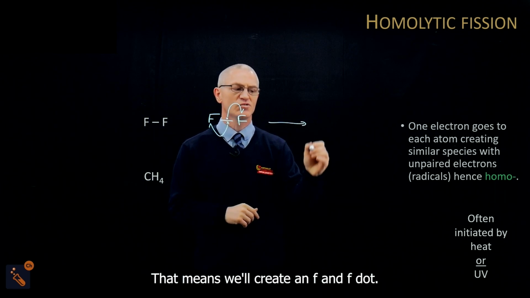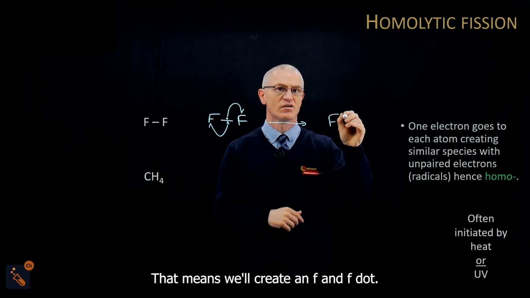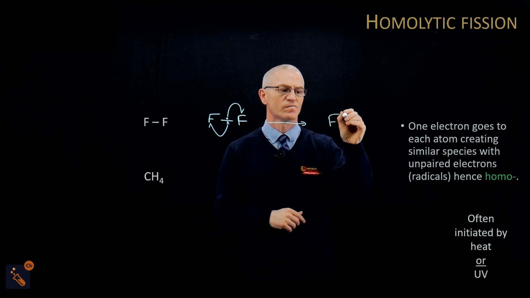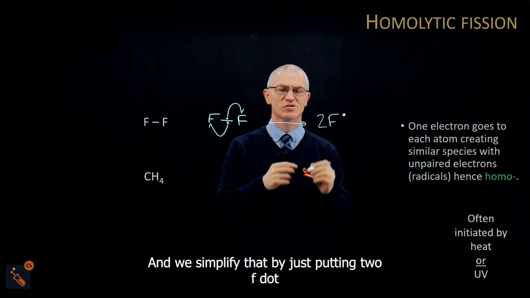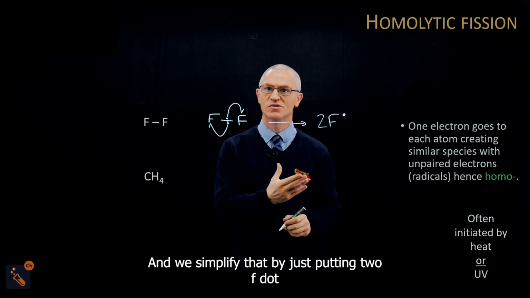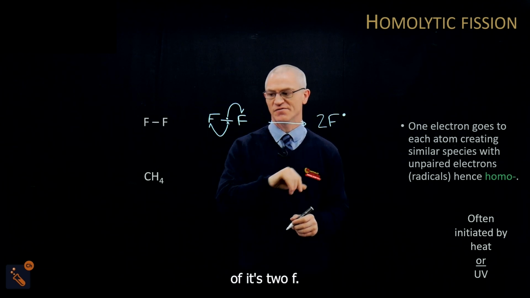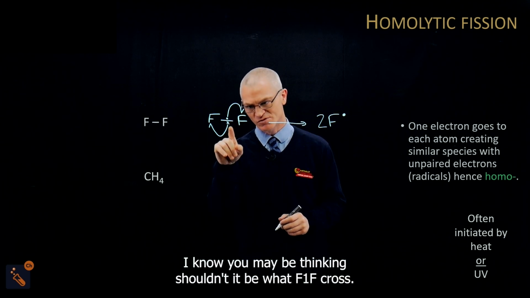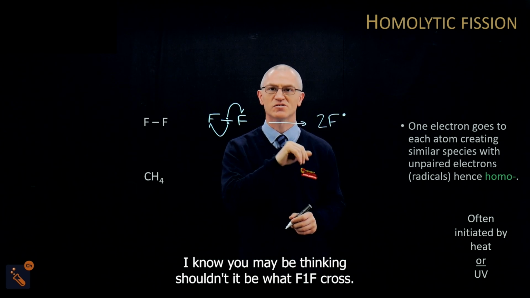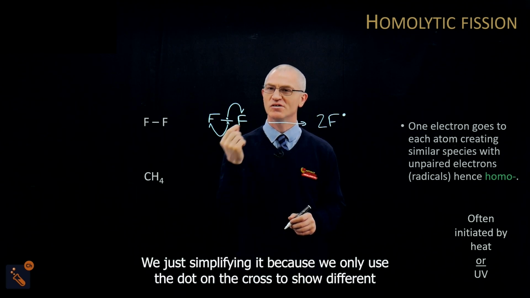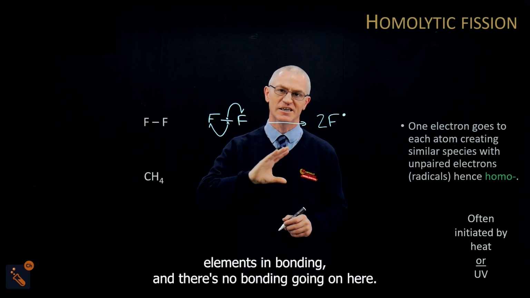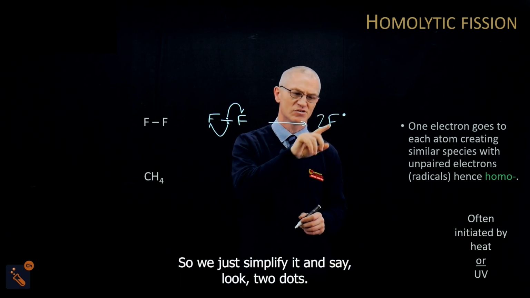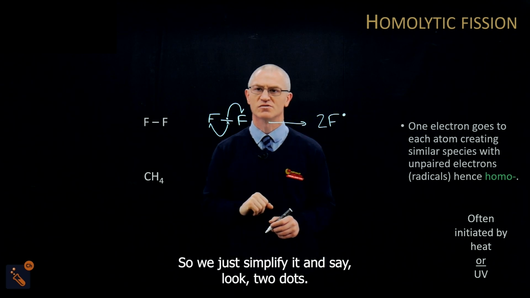That means we'll create an F dot. But we're creating two of them, one of those and one of those. And we simplify that by just putting 2F dot. Now, if it's 2F dot, I know you may be thinking, shouldn't it be 1F dot and 1F cross? But we're just simplifying it because we only use the dot and the cross to show different elements in bonding, and there's no bonding going on here, so we just simplify it and say, look, 2 dots.